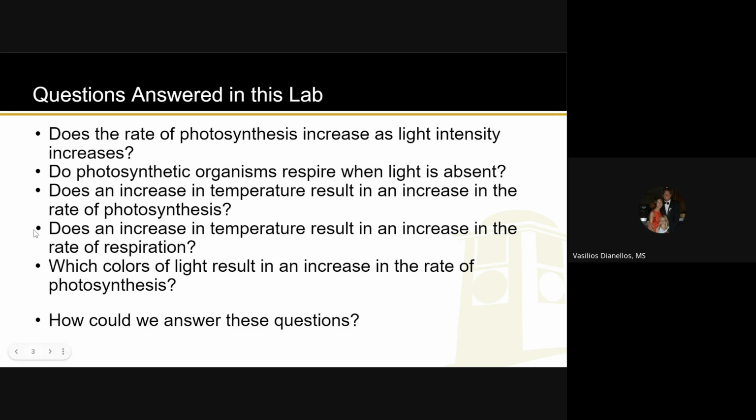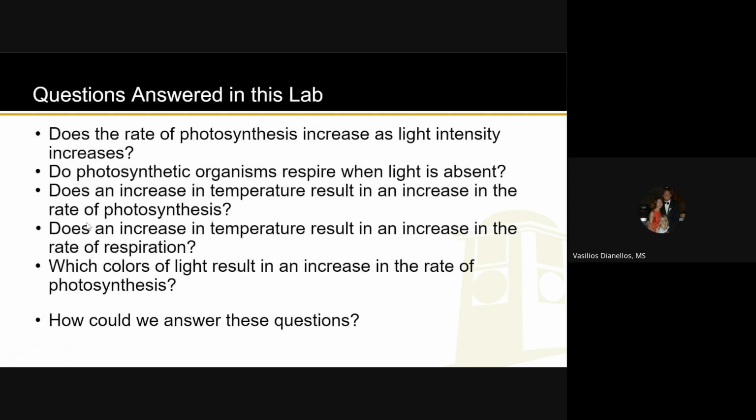Next question is basically the same thing, except now instead of asking about photosynthesis, we are asking about respiration, right? So does a change in temperature affect the rate of respiration, basically? And then finally, the last question is, which colors of light result in an increase in the rate of photosynthesis?